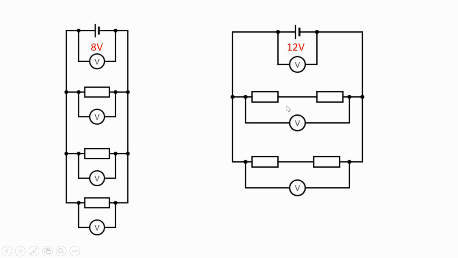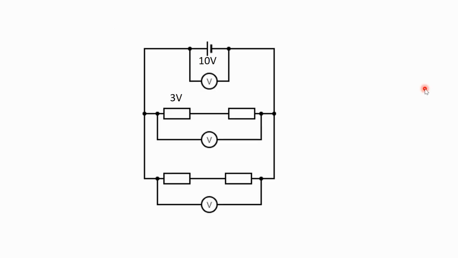Supposing I'd said, what's the potential difference just over this one resistor here? Well, it's 12 volts over both of them. So what's one going to be? 6 volts. So what's the other one going to be? 6 volts. 6 plus 6 is 12. Great. What about this one? 6 over this one. 6 over this one. 6 plus 6 is 12. So we've got 12 volts over both of them, which is great because that's what the battery is.